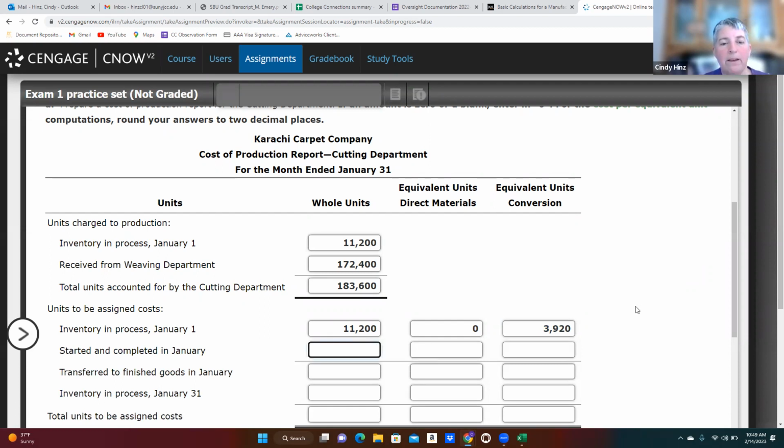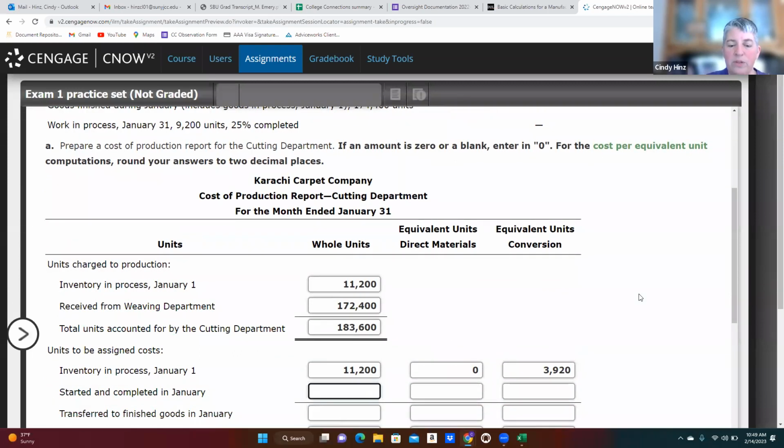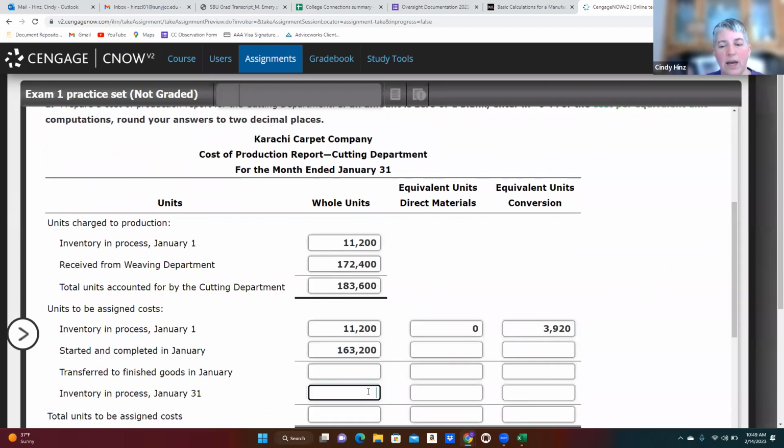For the units started and completed in January. Well, how many units did we start in January? Right there. In my numbers, 172,400 units were started in January. And at the end of the month, 9,200 units were not done yet. They're still in ending inventory. So if I subtract those 9,200 units, the units we started and completed must have been 163,200. Again, 9,200 units in ending inventory. So the units started and completed in January.